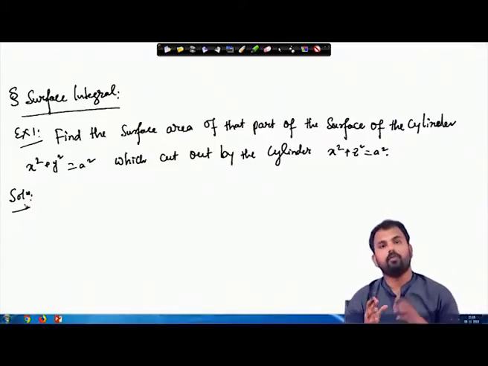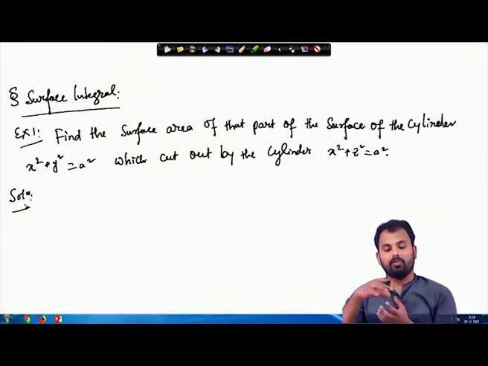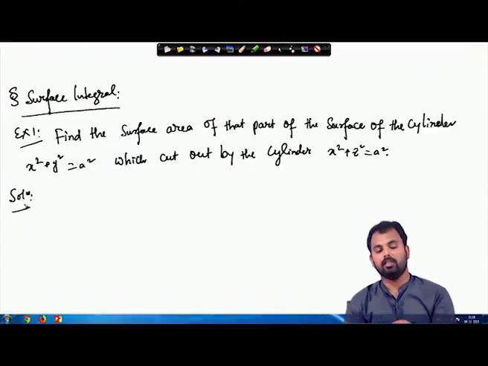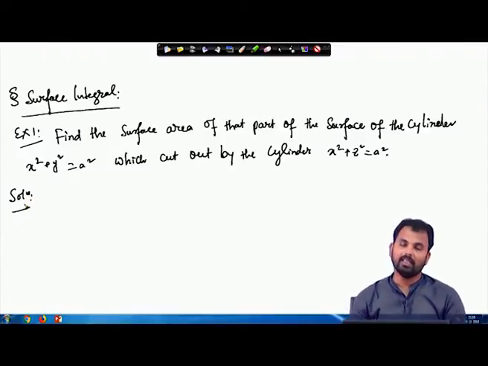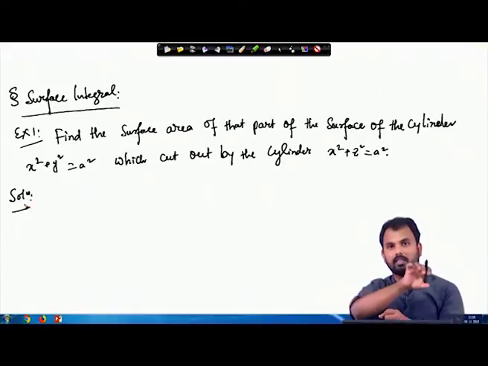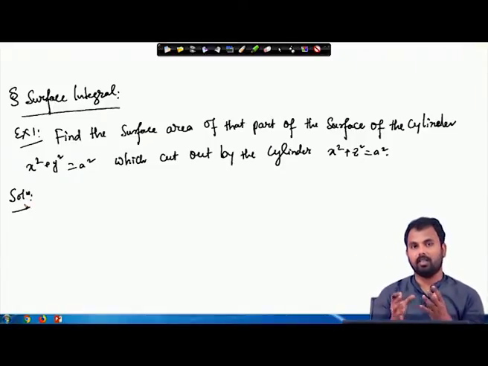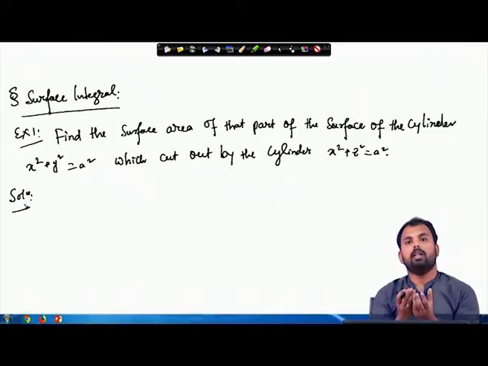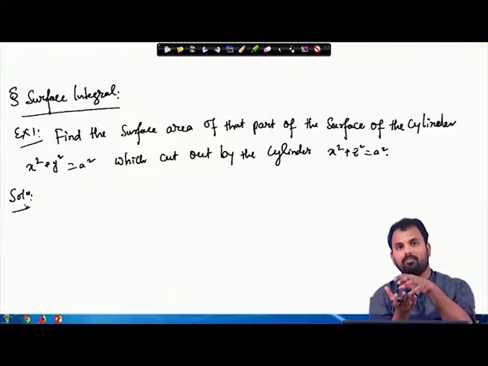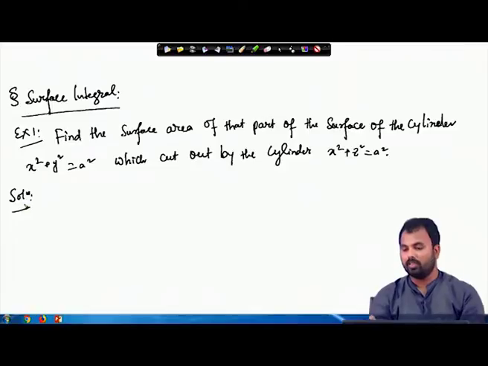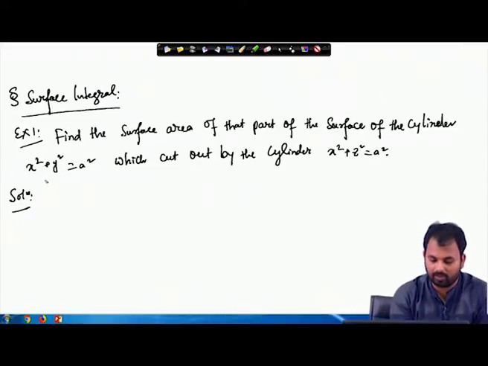Basically we have to find the surface area of the first cylinder cut off by the second cylinder. The first cylinder has its base in the xy plane and the second cylinder has its base in the xz plane. One cylinder is like this, another is like this, so they will intersect somewhere, and we have to find the area which is cut off by these two cylinders. So this is our given cylinder, and the given surface is this one here.